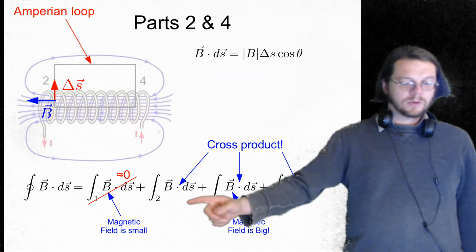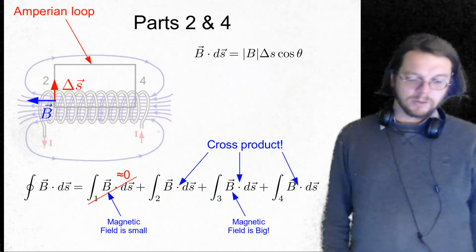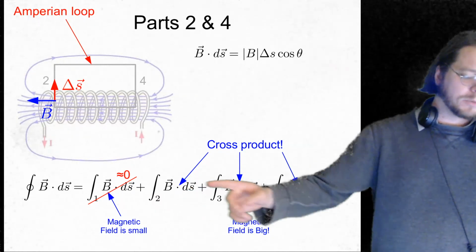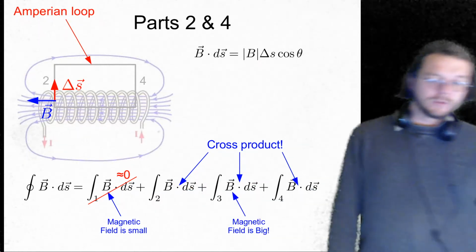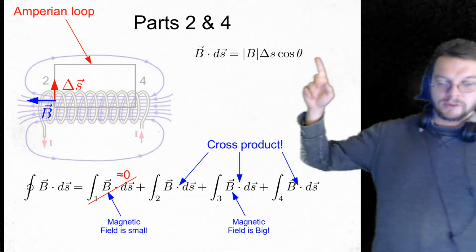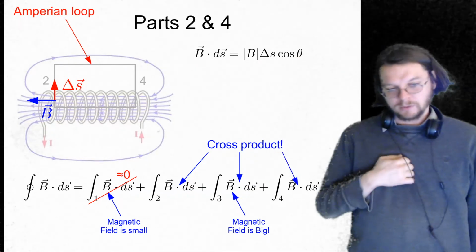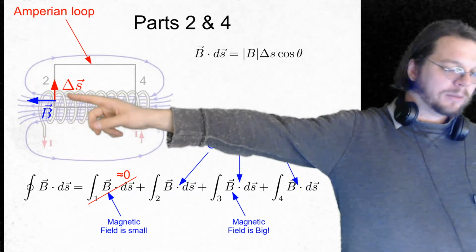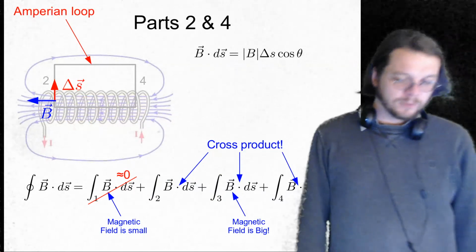The thing to note about this is that there's a cross product here. If you remember back in the vectors discussions, there's a cross product between these two vectors, which means there's going to be some sort of cosine theta in there, where theta is the angle between the two vectors. Well, what is the angle between the magnetic field and the path over here? Well, it's 90 degrees.